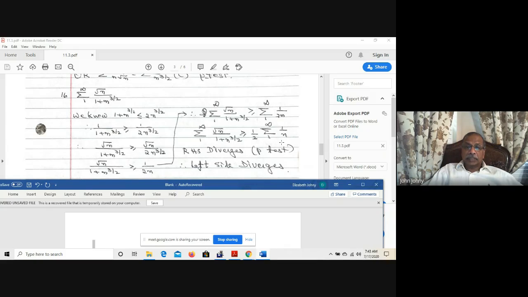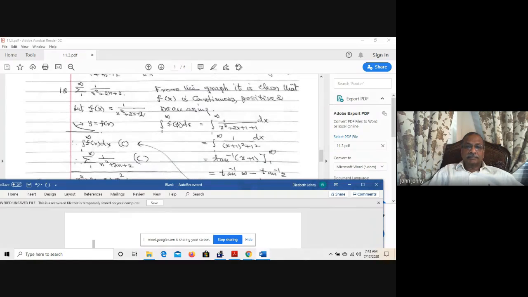That is, by the p-test, the right side is divergent. Therefore, the left side is divergent. In this case, you may use the integral test, but the integral test is slightly difficult because you have to integrate square root of x divided by 1 plus x square root of x. It is integrable, but this is easier. And in the next section, you learn the limit comparison test. This problem is more appropriate there. We will discuss it in the next section.